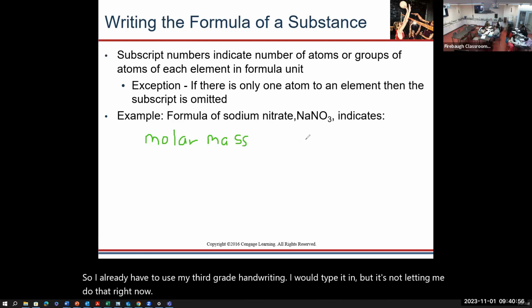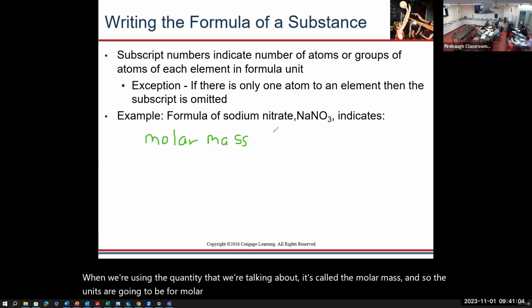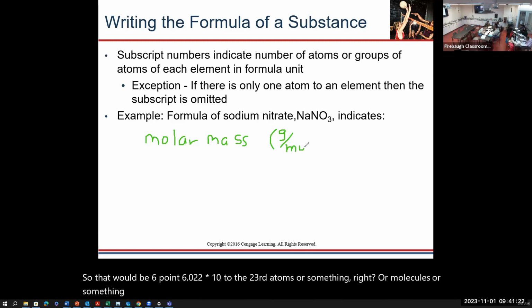Okay, so the quantity that we're talking about is called the molar mass. The units for molar mass are grams per mole. Do you remember what the mole is? You learned it at the very beginning. 6.022 times 10 to the 23rd atoms, or molecules. Now, the molar mass allows us to use mass and convert it to moles, or vice versa. So that's going to be the unit for molar mass.